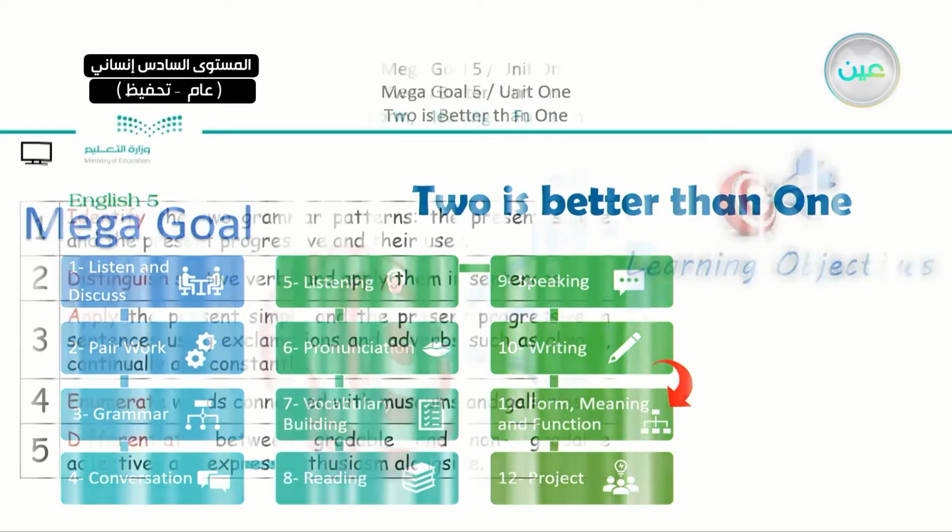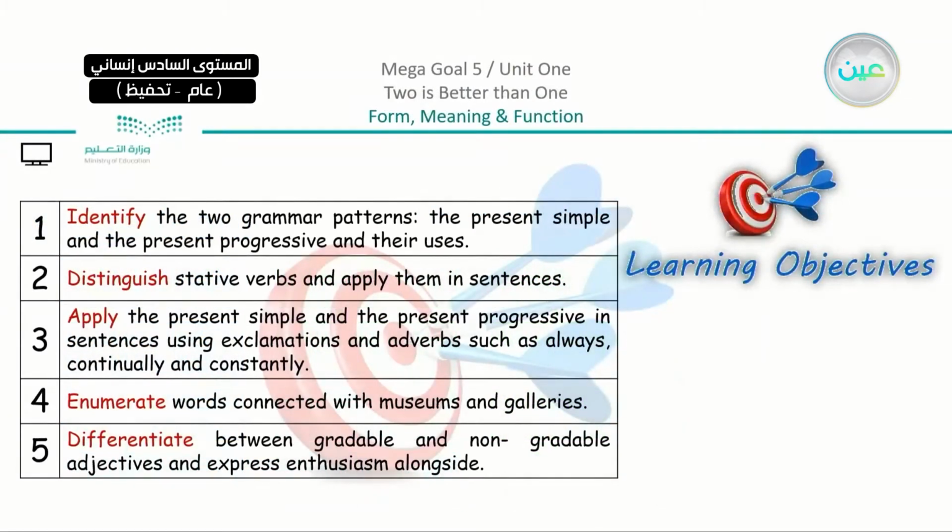So in each unit we have the parts, as we said. In our lesson today, you might ask, what do we mean by form, meaning and function? What is it exactly? So our objectives here are: first, to identify the two grammar patterns, the present simple and the present progressive, and their uses. To distinguish stative verbs and apply them in sentences. Apply the present simple and the present progressive in sentences using exclamations and adverbs such as always, continually, and constantly.